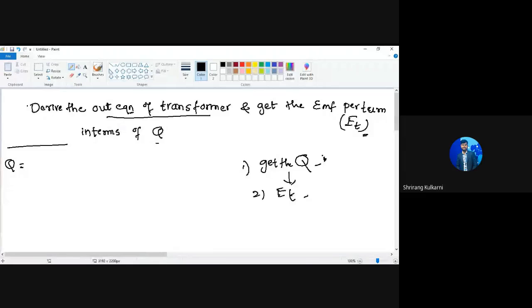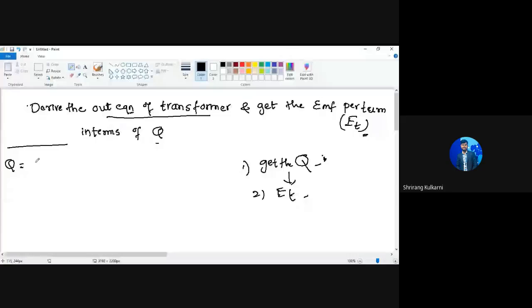Okay. So let us derive the EMF equation, the EMF per turn equation, in terms of Q. The EMF equation in terms of Q we have to calculate. It is simple. How to do that? First take the Q equation. What is the Q equation for a single phase transformer? It is Vp Ip 10 to the power of minus 3, correct? Then Vp replaced by Ep: Ep Ip 10 to the power of minus 3.